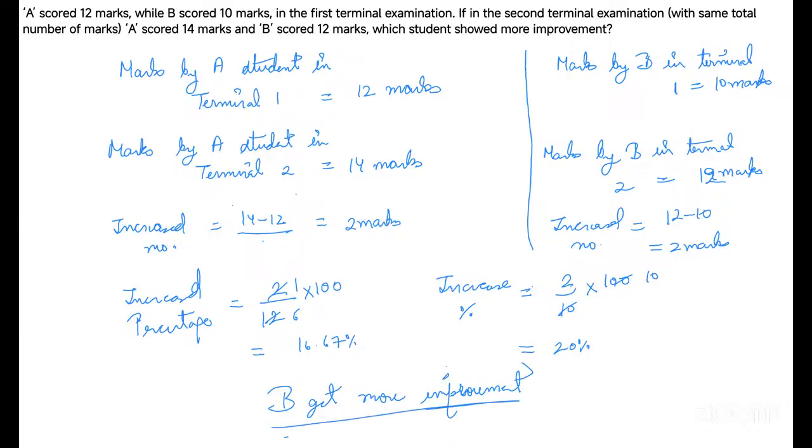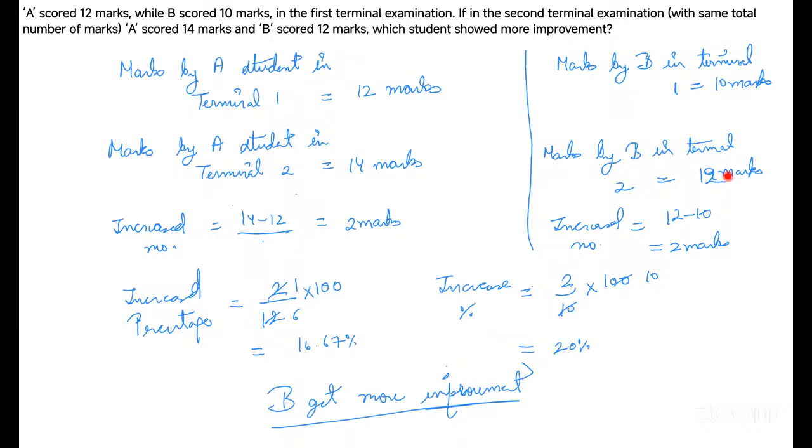Now listen. This is how we will do this. Everyone, please pay attention. Basically, I did this question in a way in which the total marks are different, but this is the correct way. Marks by student A in Tamil 1 is 12. Marks by B in Tamil examination 1 is 10. Marks by student A in Tamil examination 2 is 14, and marks by B in Tamil examination 2 is 12.